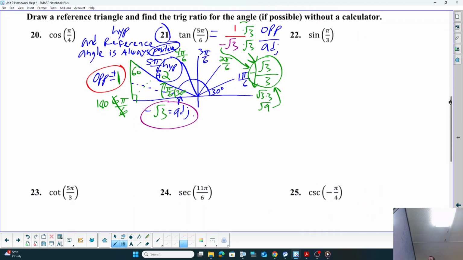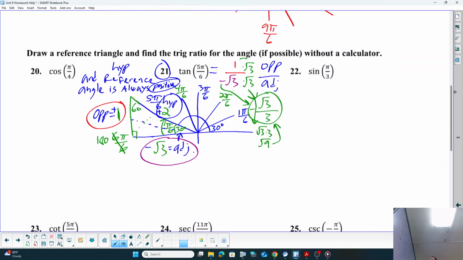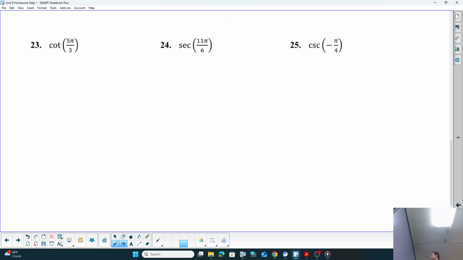20 and 22 are pretty good ones to practice on. Okay, let's do 5 pi over 3 again. No, 5 pi over 6. Okay, so 5 pi over 3, good. That's a different one. So let's try 23 next.